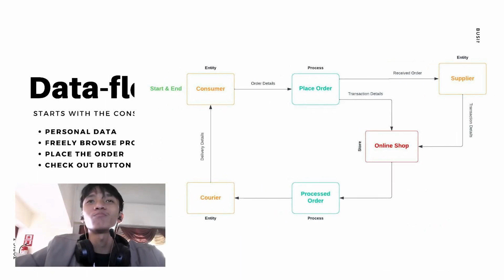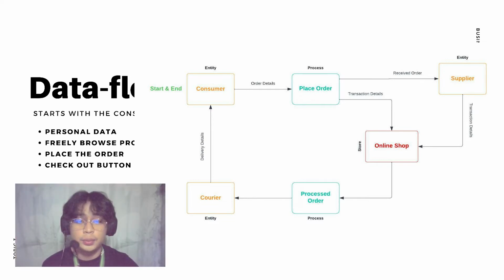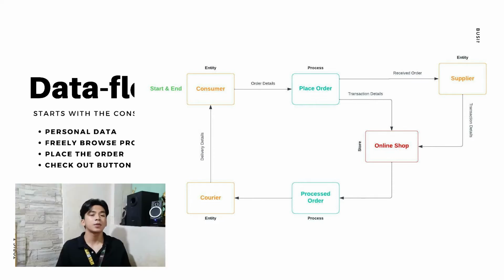They need to fill up personal data such as name and location. After filling up the personal data, the consumer can now freely browse products to order. Once the consumer is done finalizing his or her order, the order details will be saved in the system, waiting for the consumer to place the order. The process will start once the checkout button was successfully clicked by the user.